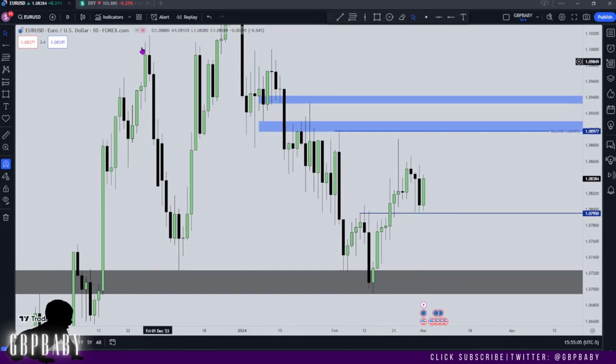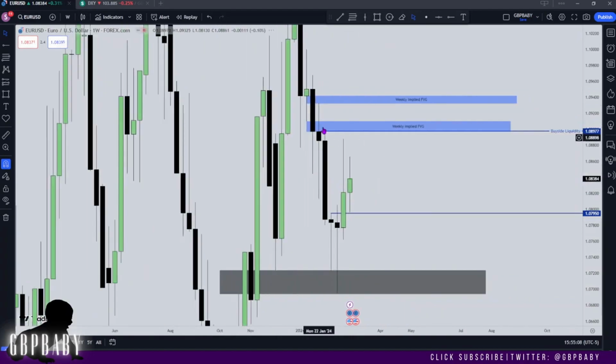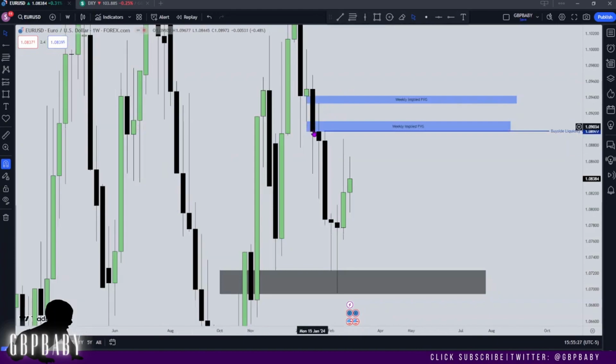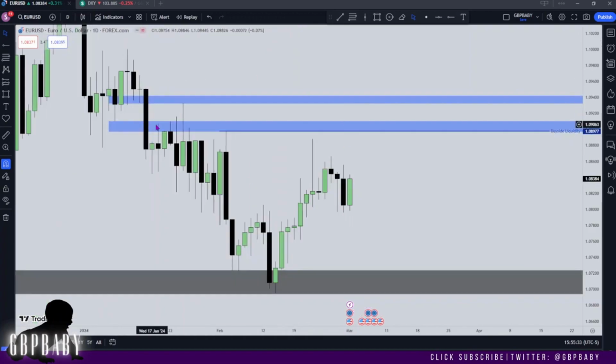Another thing to take note of, remember on the weekly I just showed you and said this is an implied fair value gap. Well, when we drop down to the daily, you can see between this low and this high, a fair value gap. So this is where the algorithmic coding, that's basically code, isn't it? We just saw something on the weekly, based off the weekly we managed to understand that this is a fair value gap, and then on the daily it appears. So yeah, that's just something to take note of and study.